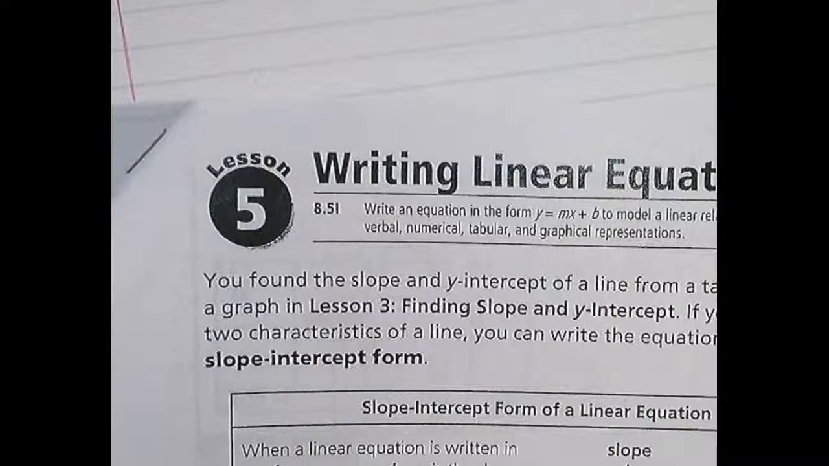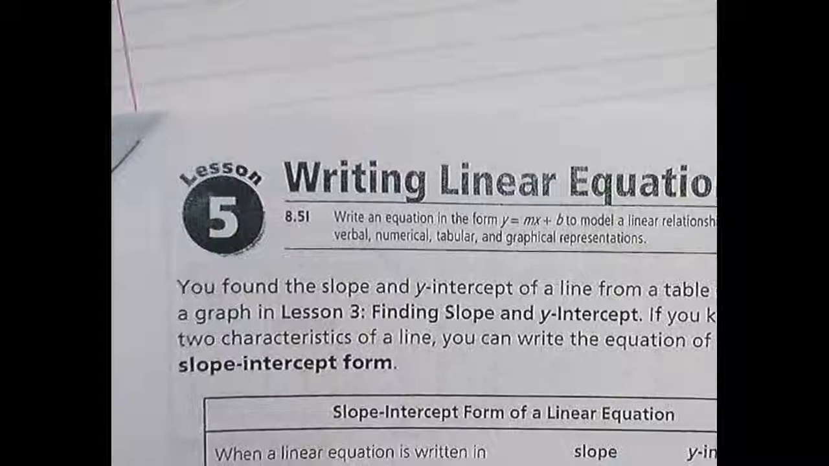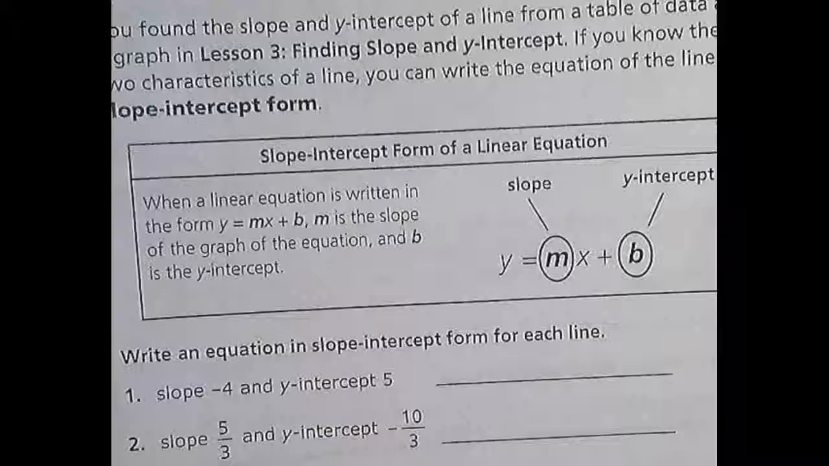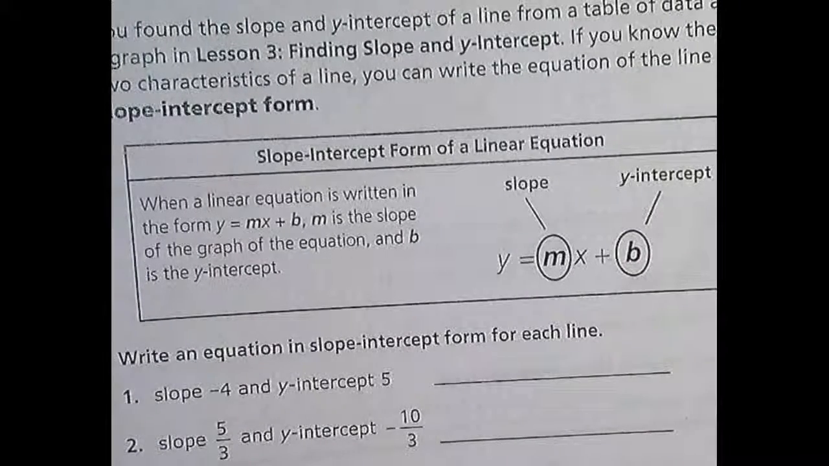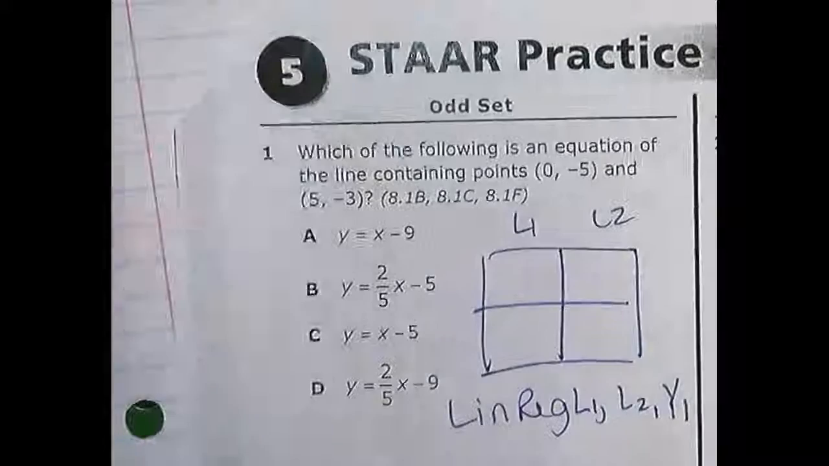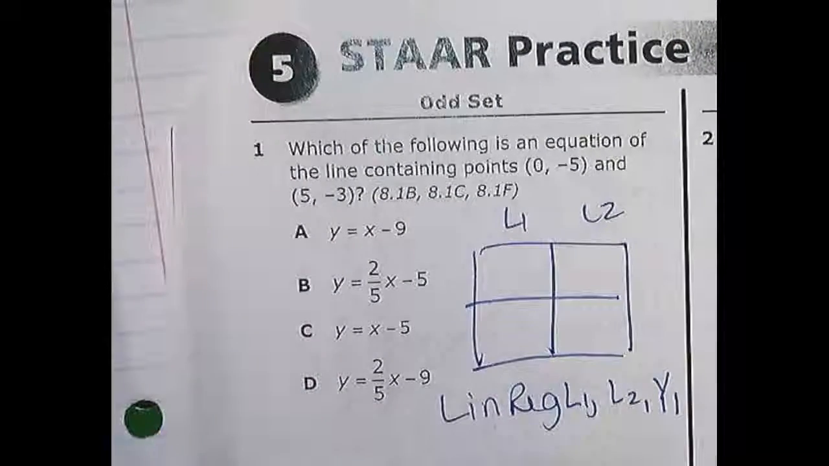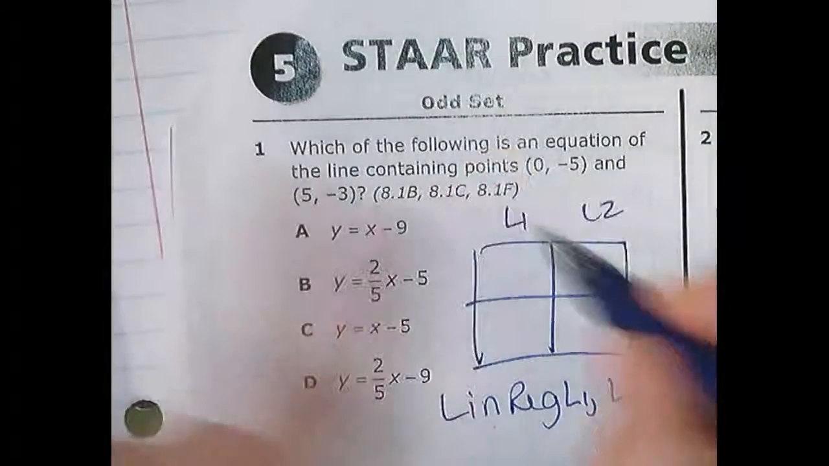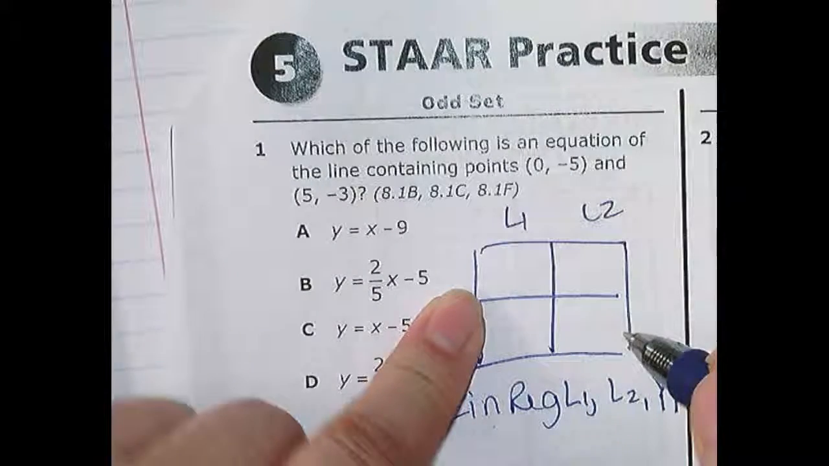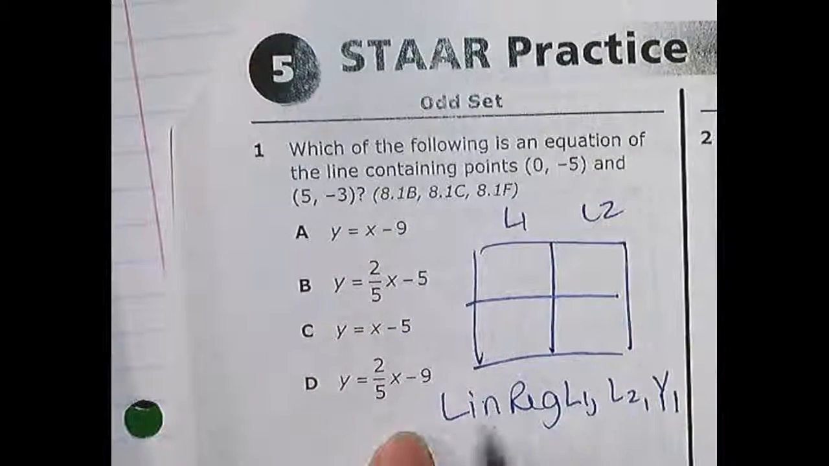Alrighty, so my next lesson, I've got writing linear equations. They fit together. You've got y equals mx plus b again. And yep, kind of the same stuff. So let's go. Question 1. It says, which equation of a line contains these points? Don't you think you could take these points and put them in a table? Do list 1, list 2, as in LinReg, list 1, list 2, Y1?